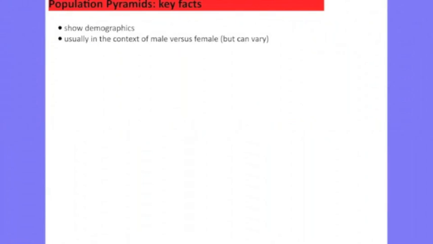Population pyramids. Population pyramids are used to show demographics, and they're usually in the context of comparison between male and female. Let's take a look at an example together. Example number 5. The 2 population pyramids show the percentages of men and women in each age group in the United Kingdom and in Northern Ireland.